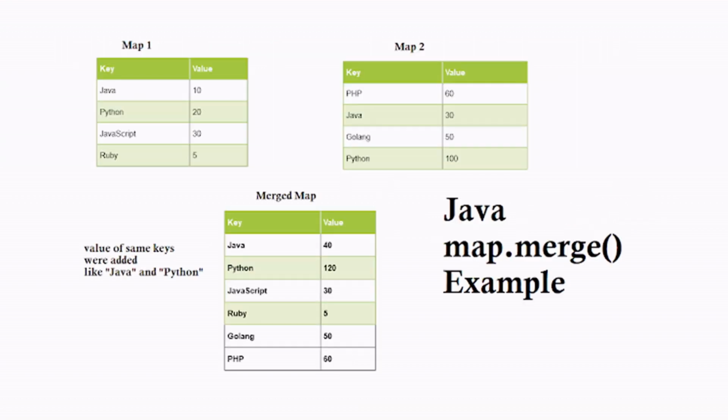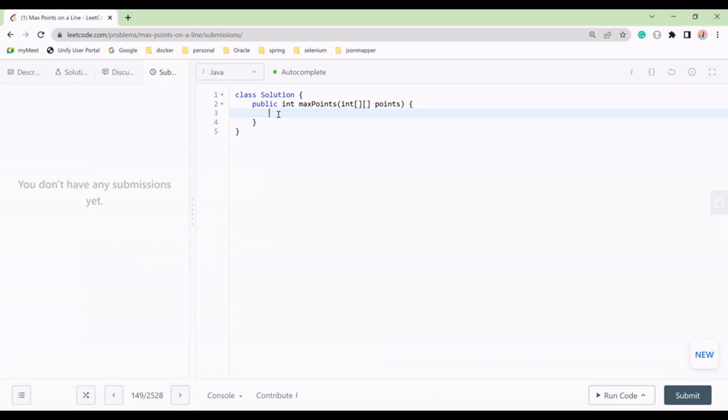There is another prerequisite: knowing how to merge a hash map. If we have map 1 and map 2 and want to merge into a new merged map, we always call the hash map merge method. First of all, the points are given as a parameter here, as you can see.